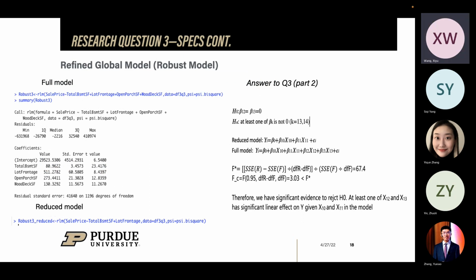We try to use this to decrease the weight of influential points. Although the improvement is not very obvious, as influential points are a big problem in question 3, we finally chose this method. So to answer the specific question, we did a GLT test to compare the full model and reduced model. As the F statistic is larger than the critical F value, we can say that x12 and x13 together have a significant linear effect on y given the other two in the model. Thank you.